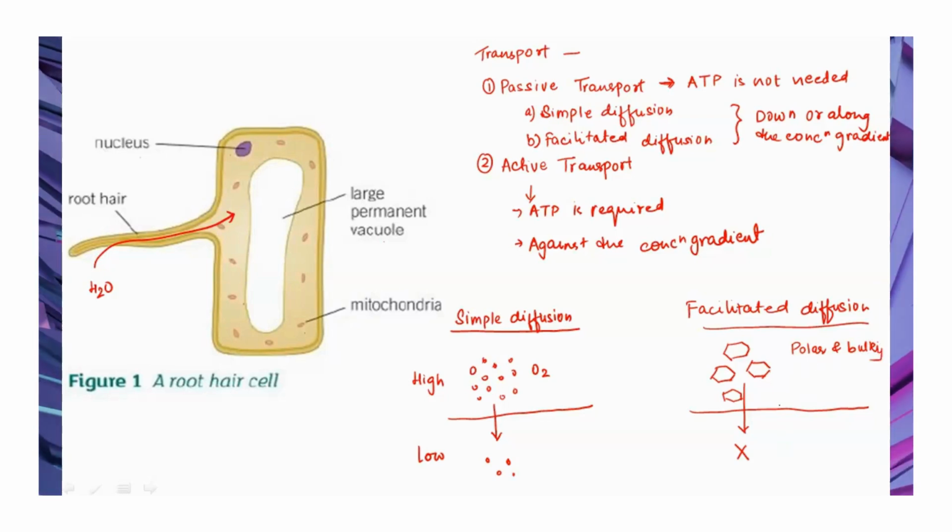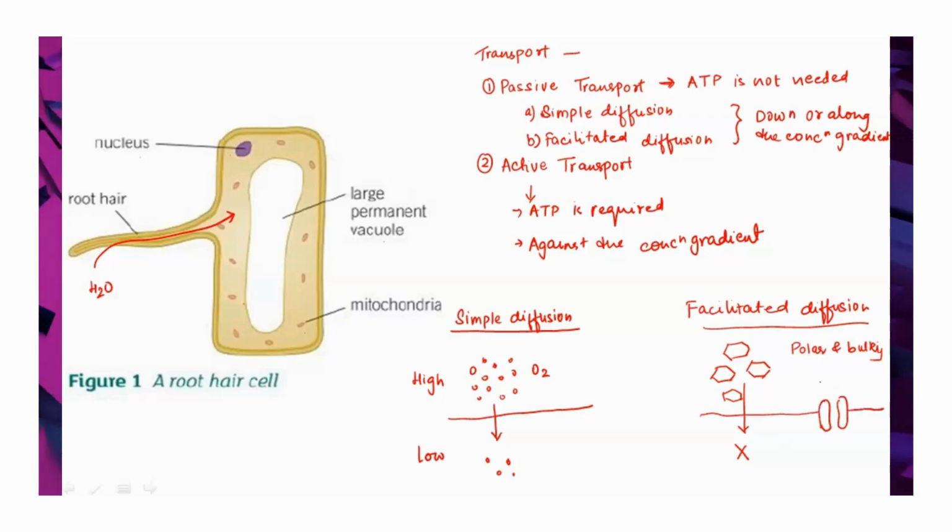They cannot pass through the membrane without the help of some transport protein. They can only pass through these transport proteins, because they will make a channel which will allow the polar molecules to pass through the membrane. But then it will again be down the concentration gradient, without the need of energy, without the need of ATP.